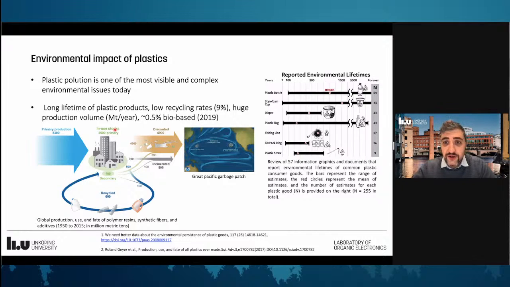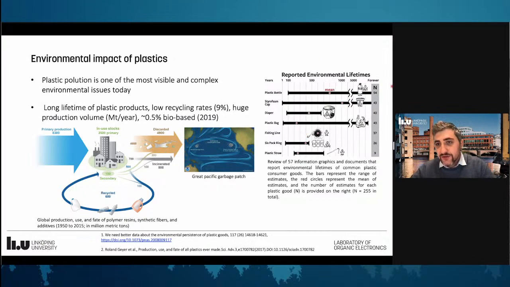And as I said, they have really great properties, but this is also their main problem, or not the polymers' problem, but one of the main problems of our societies, and this is plastic pollution. And it won't be an overstatement if we say that plastic pollution is one of the most visible and complex environmental issues that we face today. And this is on one hand due to these great properties that synthetic polymers and plastics have. So they are very durable, and therefore they have really long lifetimes.